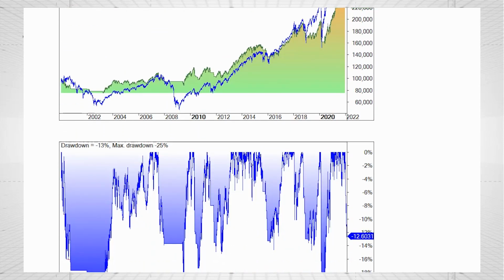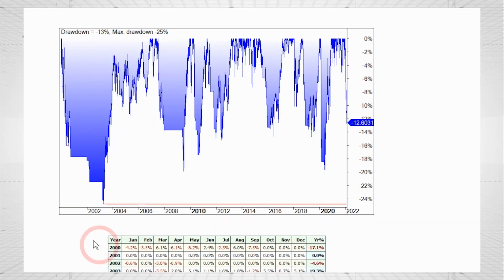And if I go here, look at the drawdowns, okay? In 2003, you had a big drawdown for the 200-day cross, 24%. And then you got below 18% a couple of times in 2009 and 2020.